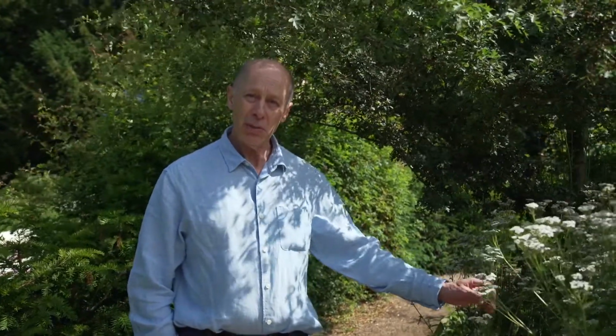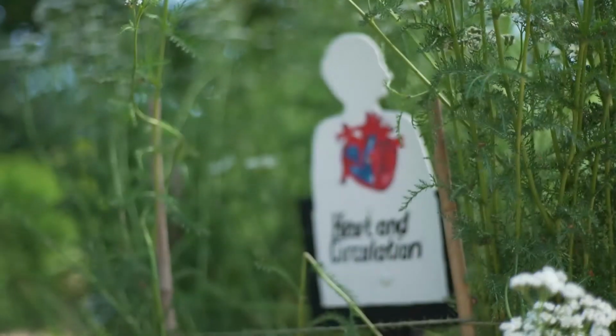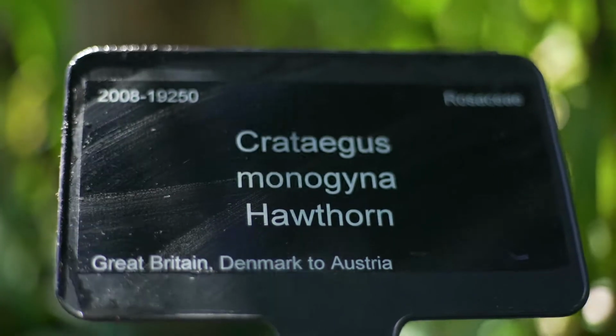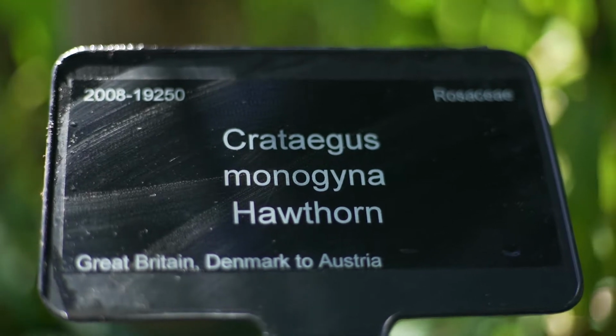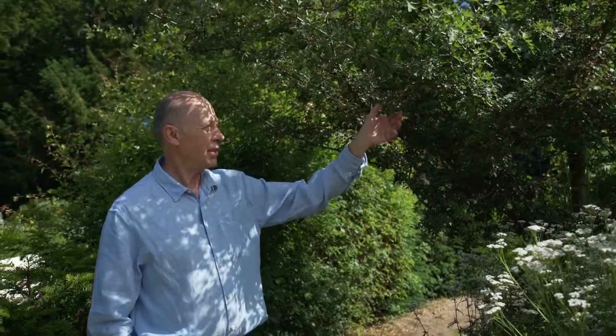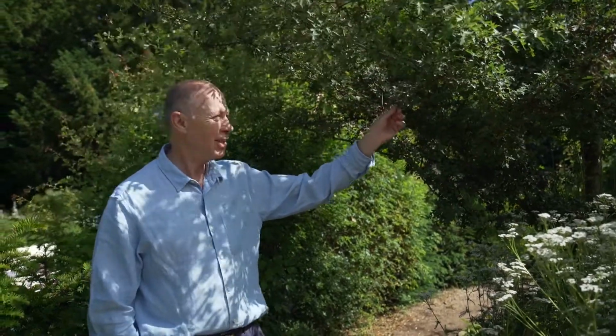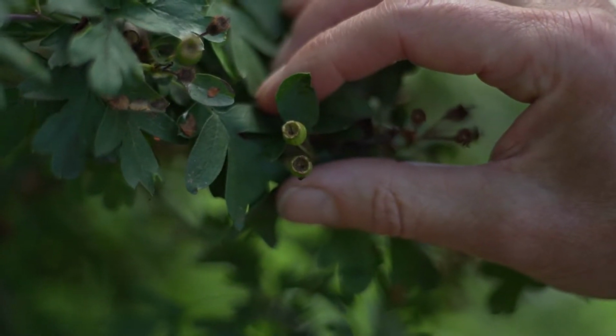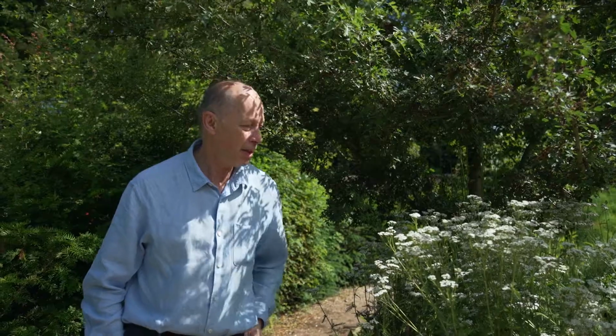So if we look at some of the plants, say in this section, heart and circulation, we start here with this hawthorn. This is a very well-known herbal remedy for the heart. We'll see this again, and I'll discuss more detail in the Chinese garden, but the fruit of this plant is known as heart medicine, and it has many actions.